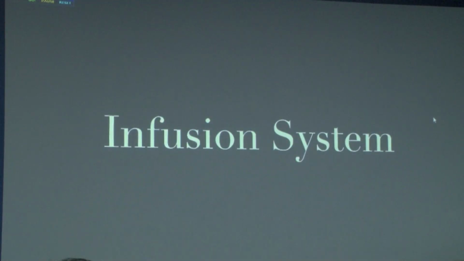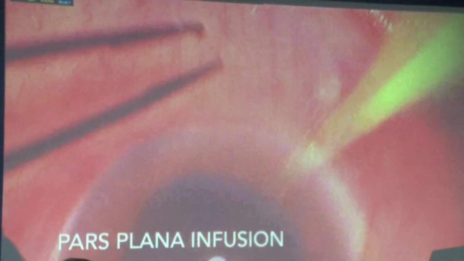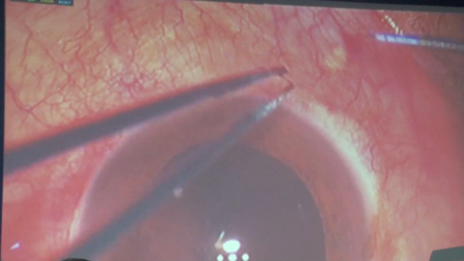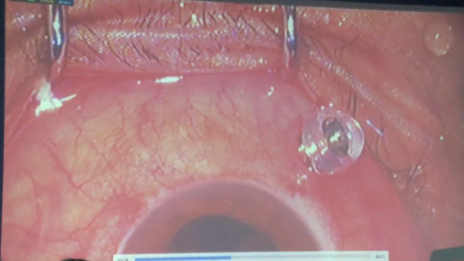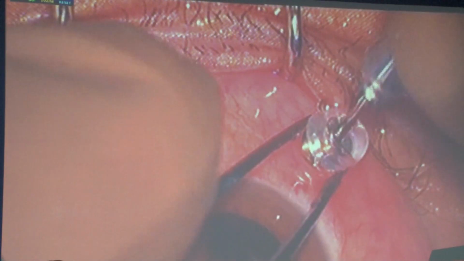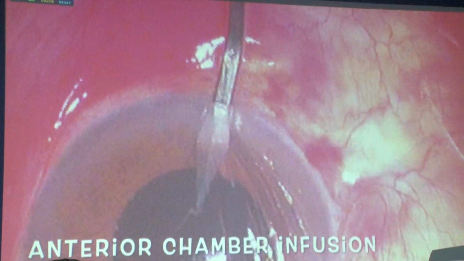For the infusion system, my preferred practice is going for a pars plana infusion system. But if you're an anterior segment surgeon and you are not confident about a pars plana incision, you can also go for an AC maintainer. So this is how a routine pars plana infusion system works. This is my preferred technique, but for an anterior segment surgeon, you can always go for an AC maintainer also. It's always important to maintain the AC during SFIOL.